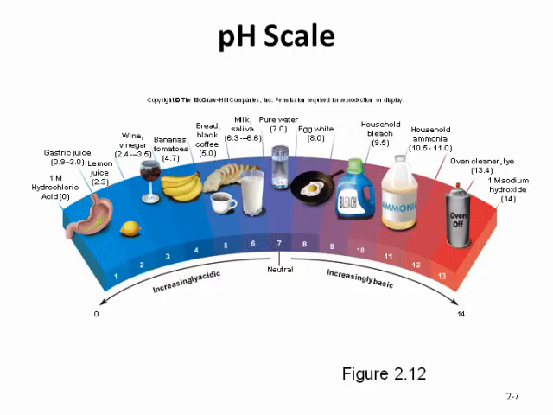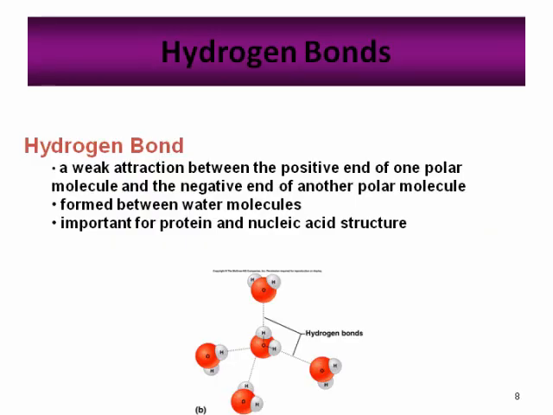This here is just a typical pH scale. Some common food items that are on it and other household items. You can take a look at this on your own time. You've got that in your printout.